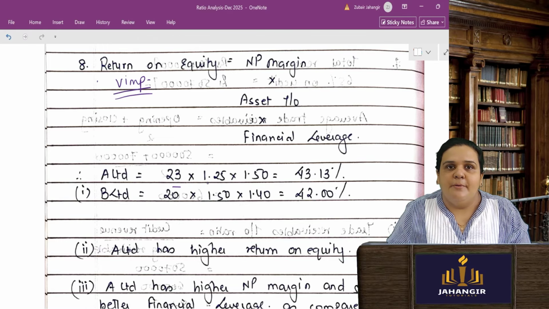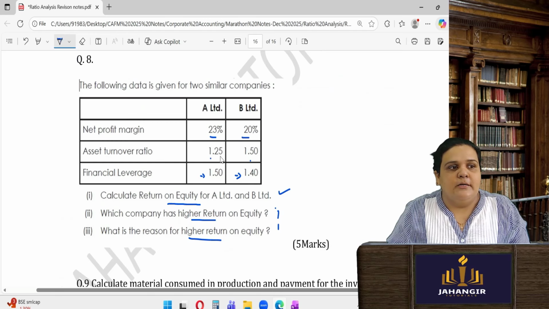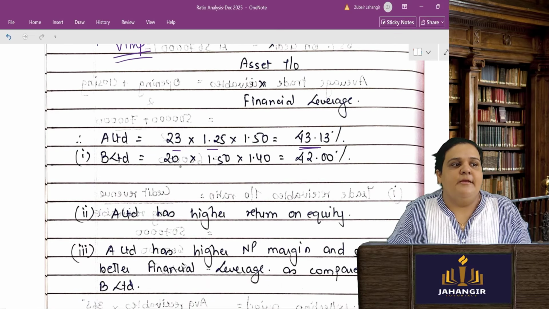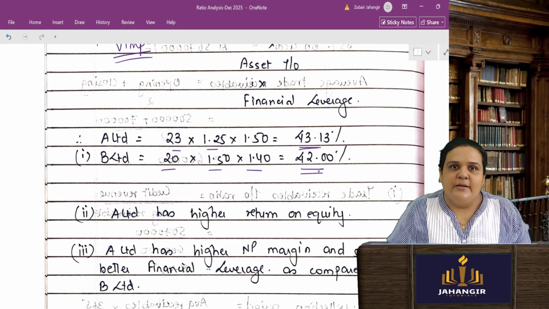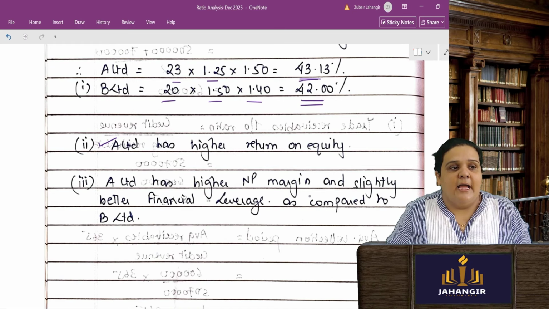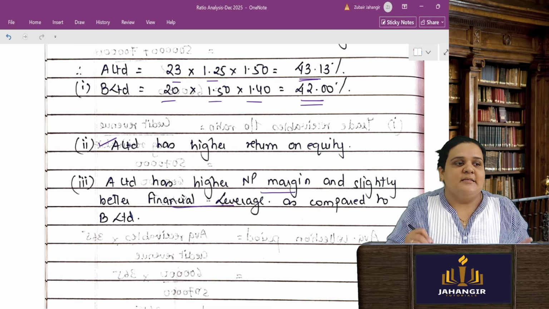For A Limited, it will be 23 for net profit, 1.25 is the asset turnover and 1.5 is the financial leverage. Multiply all that, you will get 43.13%. And for B Limited, 20, 1.5, 1.4, 42%. I calculated. Now I know which one has higher return on equity. A Limited has higher return on equity. A Limited has higher net profit margin and slightly better financial leverage as compared to B Limited.